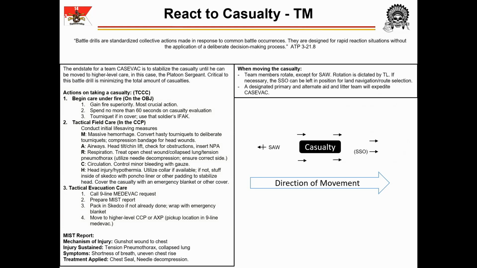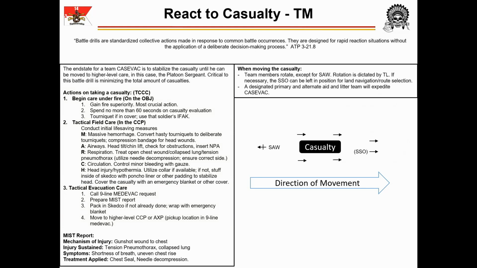At the team leader's discretion, the SAW gunner can be moved to a different side of the formation if he deems contact is more likely from that direction, or he can hand off the SAW to one of the soldiers who has already carried the litter in order to move more soldiers through the rotation. Additionally, the SSO may also remain at the front if he is necessary for land navigation and route selection. Again, this is at the direction of the team leader.